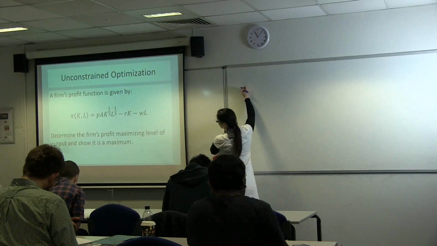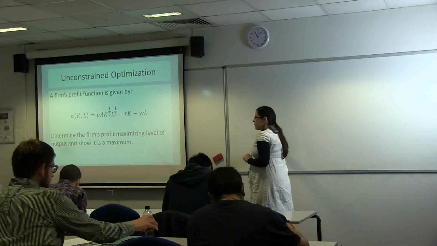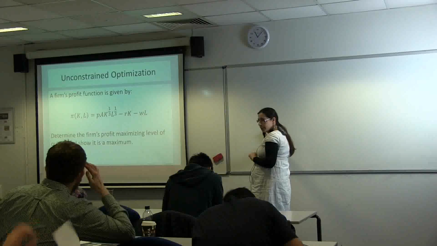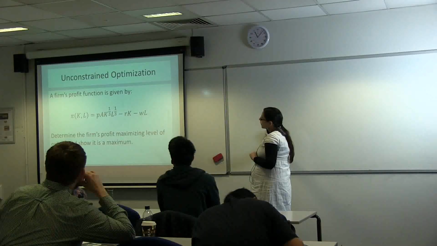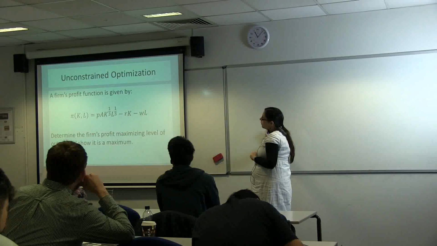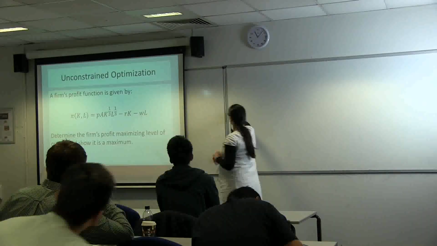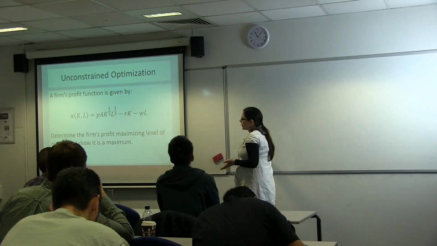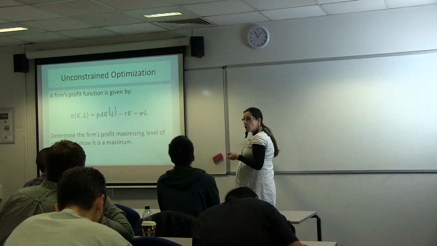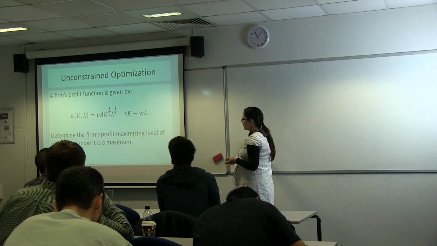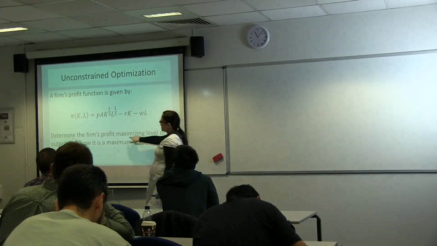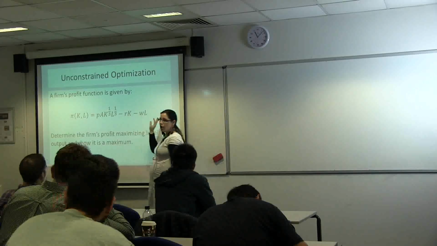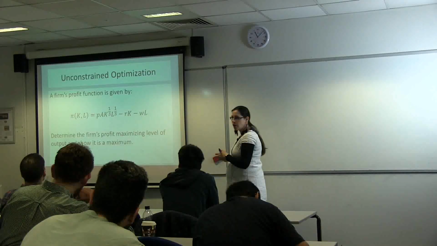So I know the profit function, and the question is: determine the firm's profit maximizing level of output and show it is a maximum. Is P price? Or P is just a parameter. I don't really know anything about it, so is A. Okay? Now, what are K and L? When you usually look at this kind of profit function, what sort of economic scenario comes into your mind?